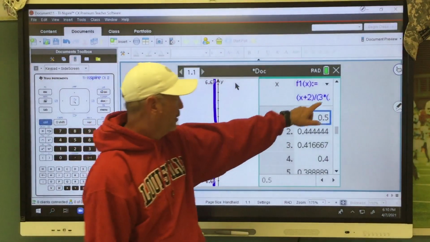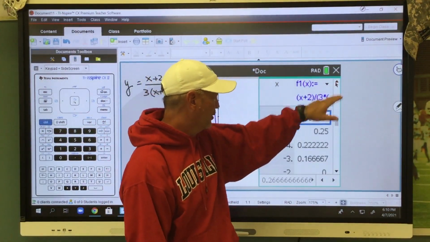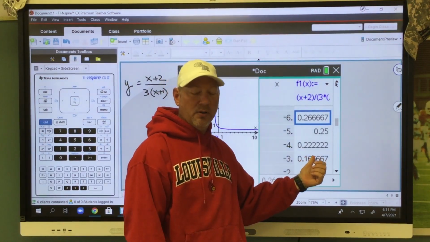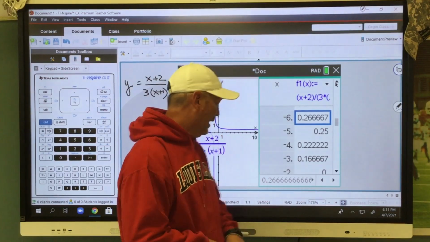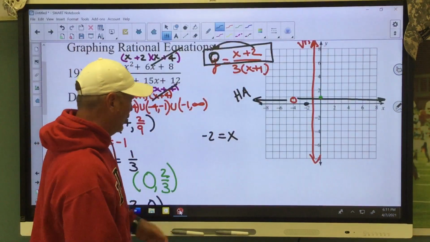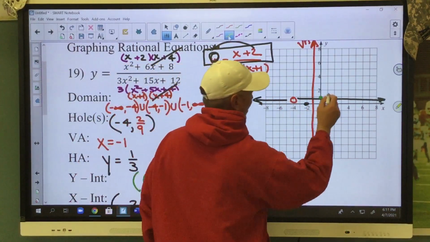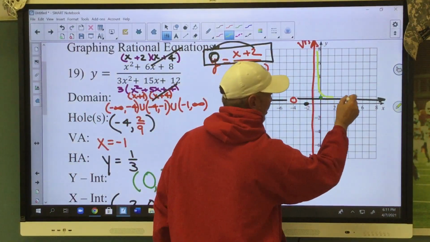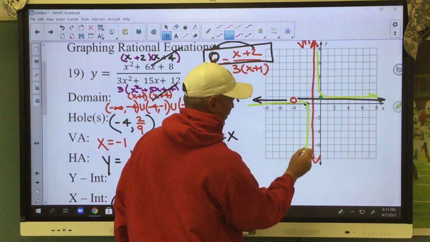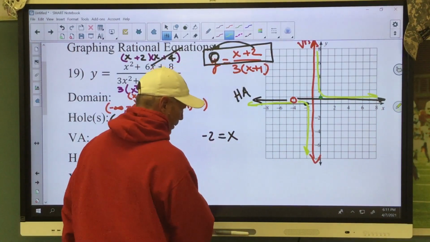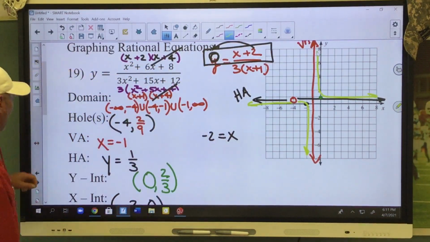You can find some points that are on your graph. You can pick what you need. This is the easy part. You can pick points off of your table just as easily as I can. Then you go back to your graph and connect your dots. My graph is going to go through here, and through here. Good enough.